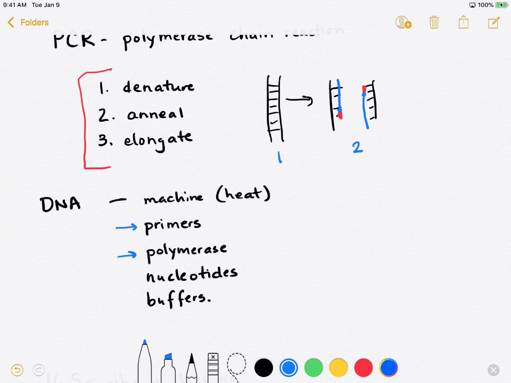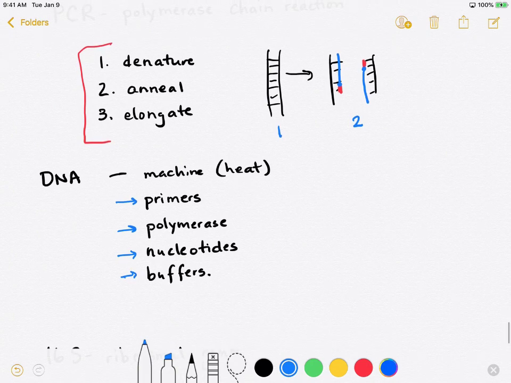You then have to include the enzyme polymerase. Again, DNA polymerase is an enzyme that is able to replicate DNA. We are going to use a specifically heat-stable polymerase that will not denature when we begin to heat and cool this sample. You also need to add nucleotides, A's, T's, G's, and C's, so that we can build the new DNA strands, and then different buffers are needed.